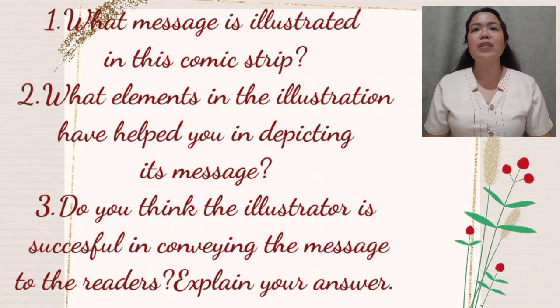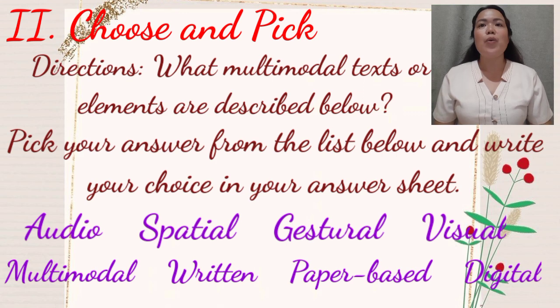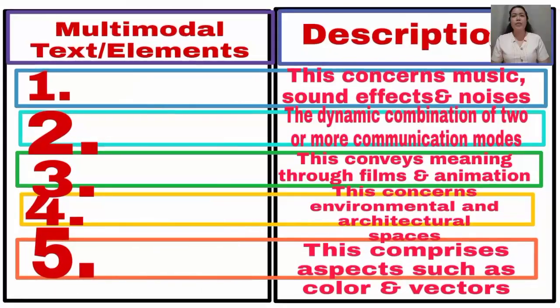We also have the second exercise, choose and pick. Directions: what multimodal texts or elements are described below? Pick your answer from the list below and write your choice in your answer sheet. We have audio, multimodal, spatial, written, gestural, paper-based, visual, and digital. Here is your guide.